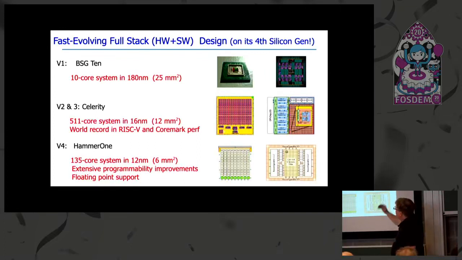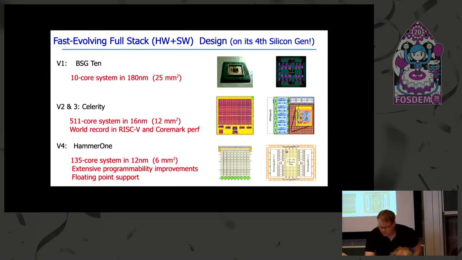We started out in 180 nanometer, and then we did two chips in 16 nanometer that had 511 RISC-V cores. So it broke the world record for RISC-V performance. I should probably still hold it. And also for CoreMark for any ISA. And the latest system, HammerOne, is where we've really been focusing on programmability improvements to grow the user base and also floating point support.